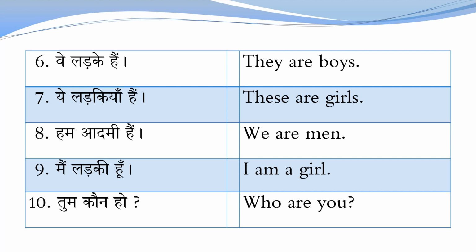Hum aadmi hain. Hum, which means we. Aadmi is the same for both singular and plural form. But when we used hum, the sentence would end with hain. So, the answer is, we are men. Main ladki hoon. I am a girl. मैं means I, लड़की singular form girl, हूँ can be translated to am. मैं लड़की हूँ, I am a girl. When we more specifically mention the count of girls, we write I am a girl.